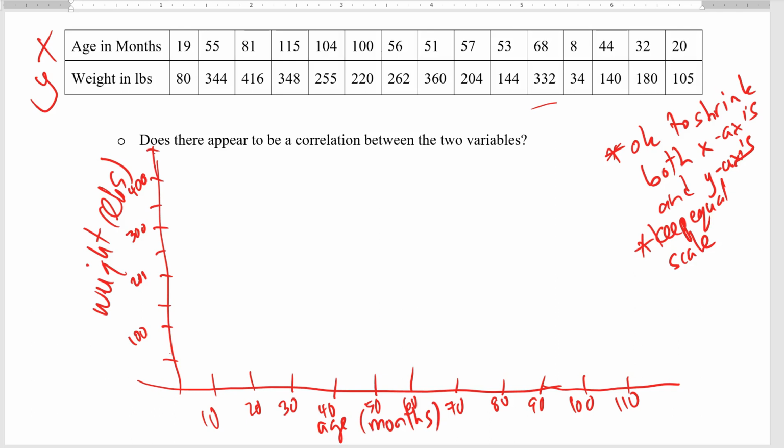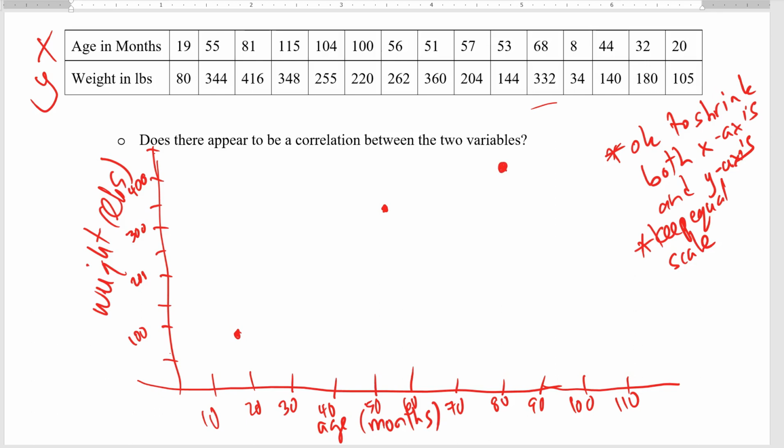Now what you do is you plot these as points, x comma y. This is 19 comma 80. So I go to 19 right in front of the 20, and I go up to 80 below the 100. It's an approximation, but I can see before the 20, before the 100, that is 19 comma 80. 55, 344 would be between 50 and 60, 55, all the way up to 344 should be below the 350. So below the 350 might be a little high. 81, 416, so right past the 80. 416, this I think is our highest point, so just above the 400.